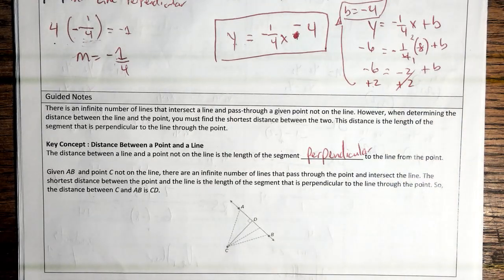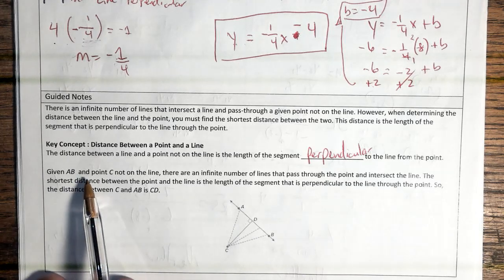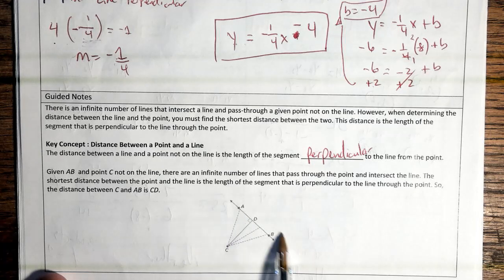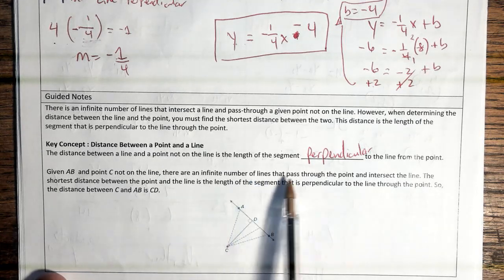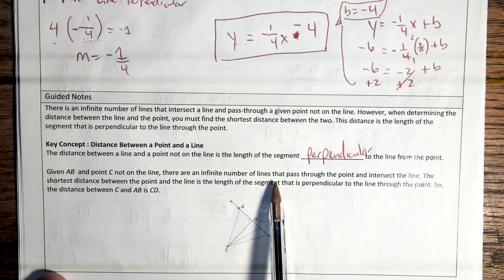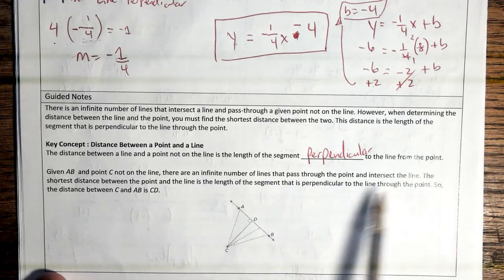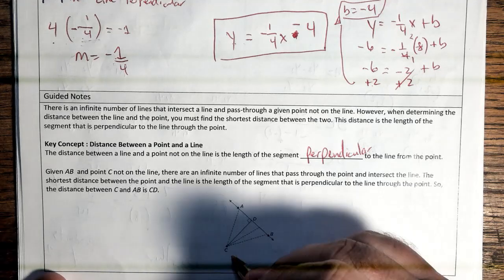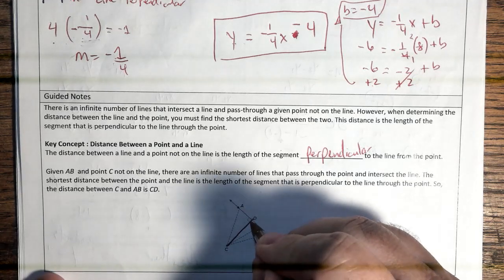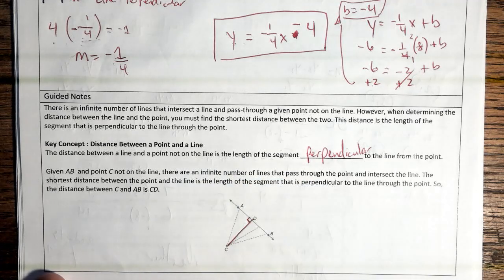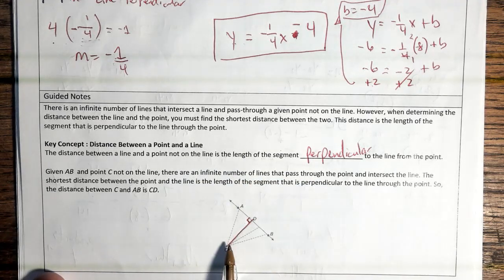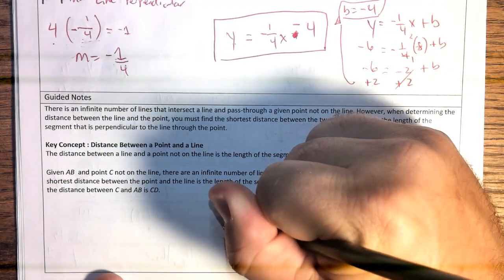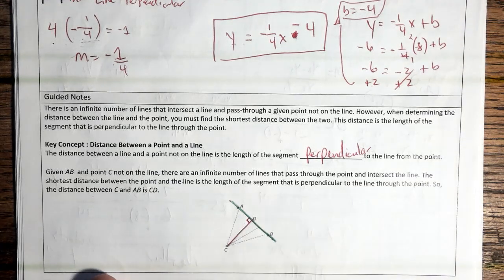I'll show you in a diagram here. It'll make better sense. Given AB and point C not on the line, so point C is over here, we're talking about line AB. There's an infinite number of lines that pass through the point and intersect the line. So from C, you could go here, you could go here, you could go here. The shortest distance is this perpendicular line. That is perpendicular because we have the little box. The distance between C and line segment AB is going to be that perpendicular distance, from here to where it hits that line.